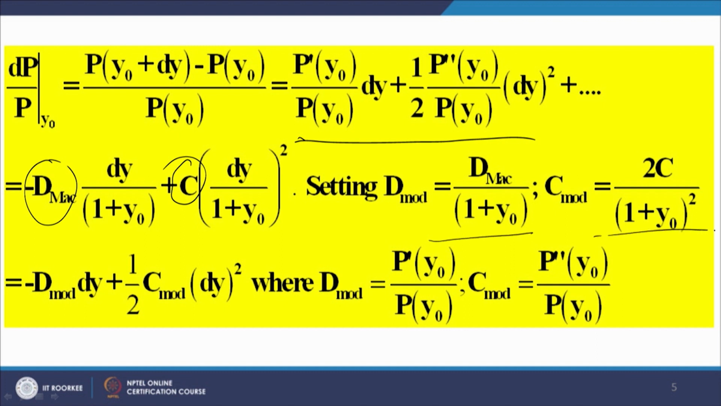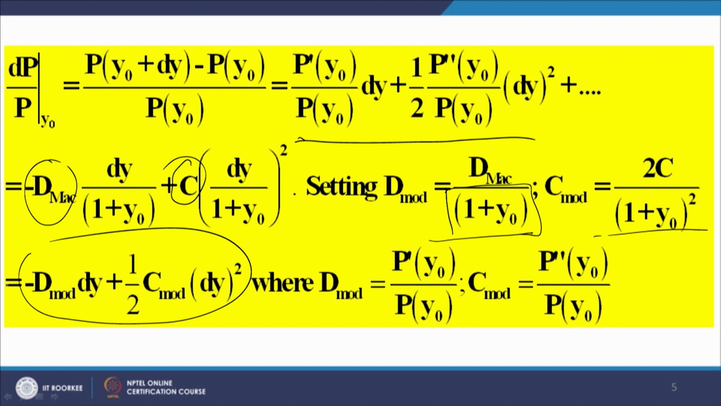When we talk about the modified duration and the modified convexity, modified duration absorbs the factor of 1 plus y0 in the definition of duration itself, and similarly modified convexity absorbs the factor of 1 plus y0 square in the definition of convexity itself. In terms of the modified duration and the modified convexity, we can write the percentage price change in the form of this expression. This is a very important expression. Please note the prefactor of 1 by 2.